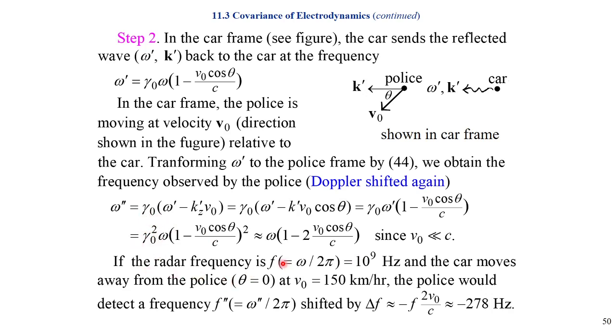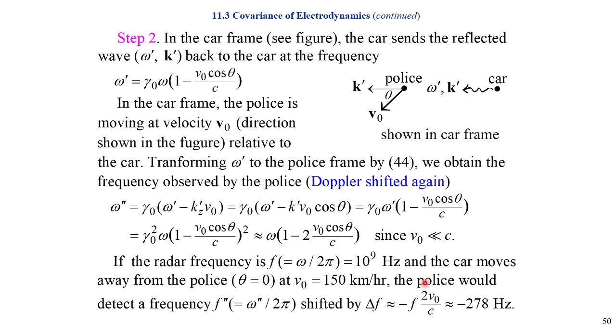If the radar frequency is 1 gigahertz and the car moves away from the police at a very high speed, then the frequency shift will be about minus 200. That is the red shift. If the car moves toward the police, that will be a blue shift.